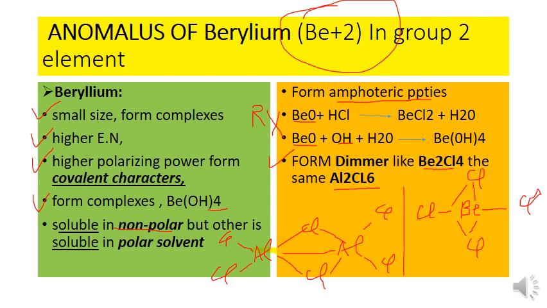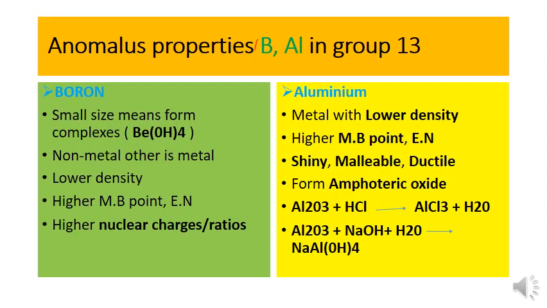We are going to see other anomalous properties in group 3. We have boron and aluminium. Boron has these special features: it has a small size, which means it forms complexes. Boron is a non-metal while the others are metals. It has a lower density, a high melting point, a high electronegativity, and a higher charge-to-size ratio. Those are the anomalous properties of boron.